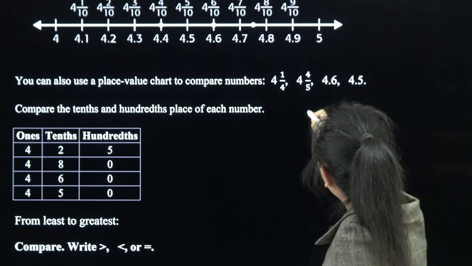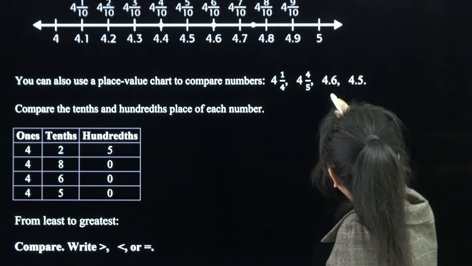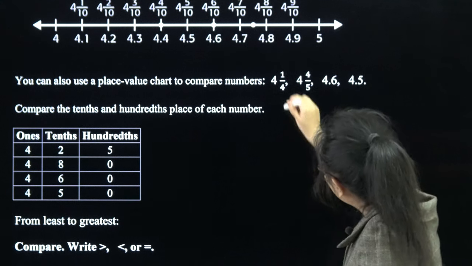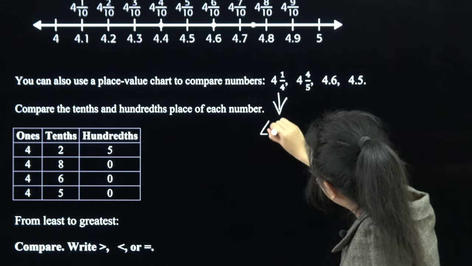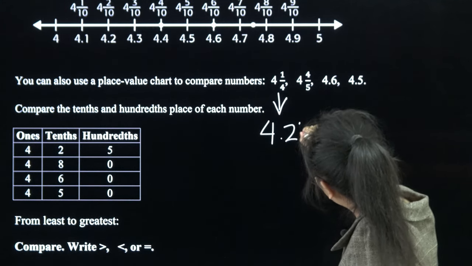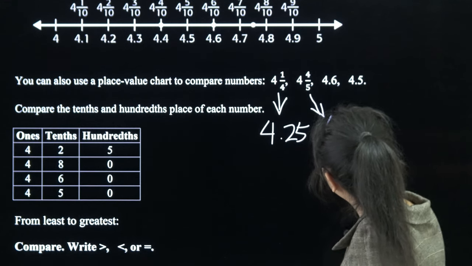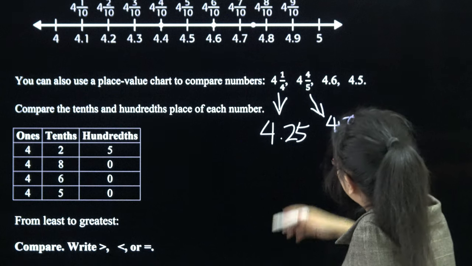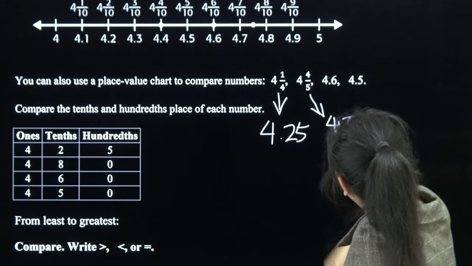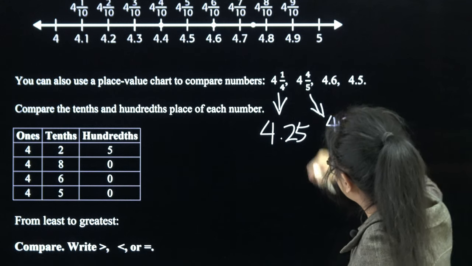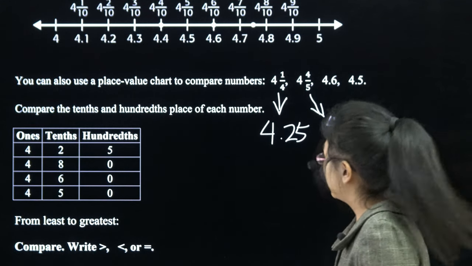4 1/4, 4 4/5, 4.6, and 4.5. So first we need to convert these. This one would be equal to 4.25, and this one is 4.8. Because if you make this into something over 10, it would be 8 over 10, and this would be 25 over 100.